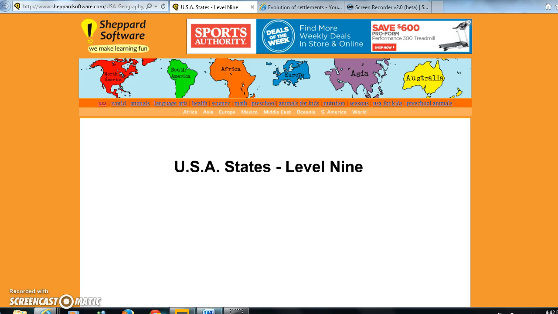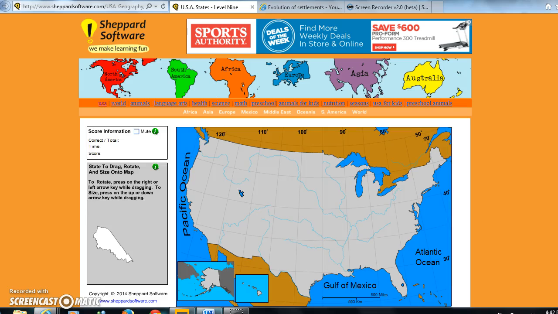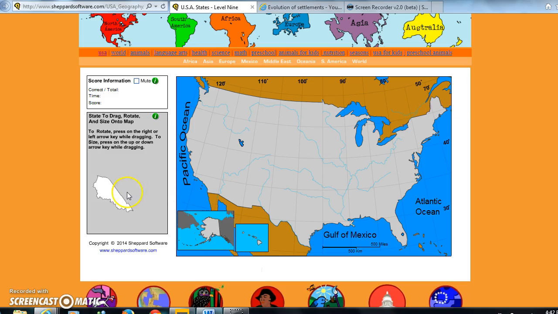Okay, cool. So this is loading. It's going to be an empty map of the United States, and it's going to give us a state. What is this? You click on it, and you can flip it around. That's Kentucky. So we have Kentucky, and it's our job to find it on the map and put it in the correct place.